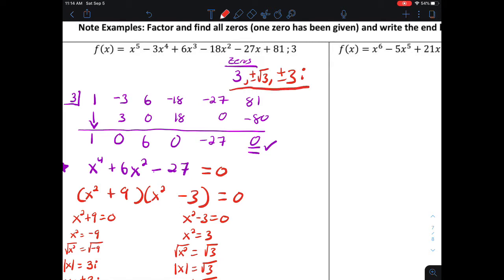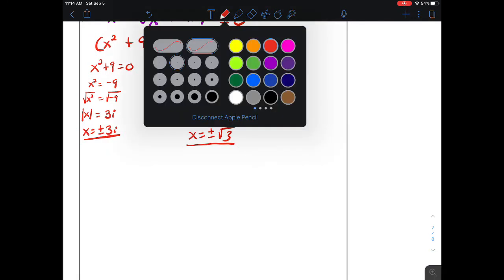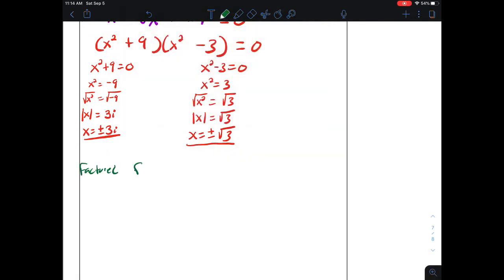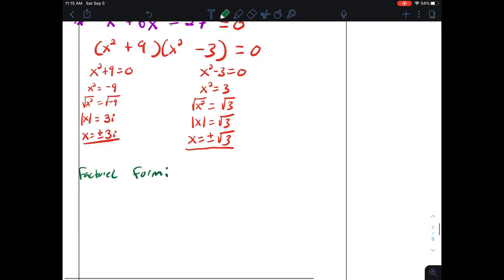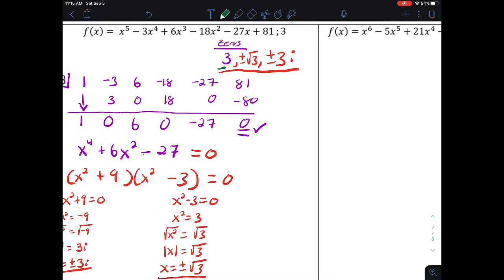Now graphically, you were only going to see 1. You were going to see the zero at 3. And so to write this in factored form, we're going to write this as x minus 3. So this first zero, x minus 3.